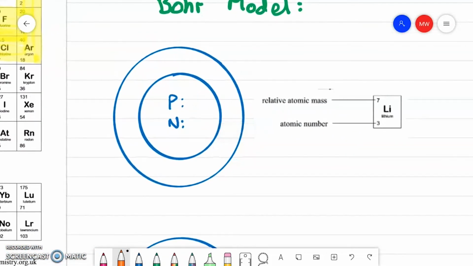When I have a look at each element, there's a little bit of skeletal information in here for me. The atomic number tells me how many protons I've got, so that's 3. And then the relative atomic mass is the total number of neutrons plus protons. So if I take 7, which is the total number of protons and neutrons, and I take away 3, the protons, all I'll be left with is the number of neutrons, which in this case is 4. And we just pop it in here.